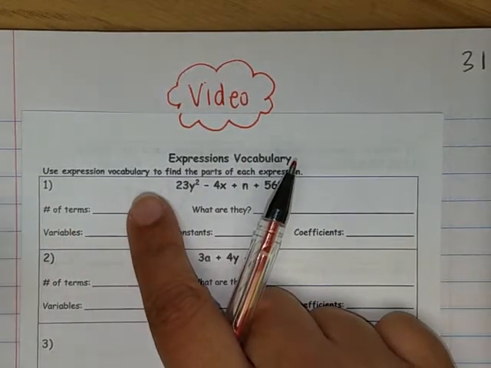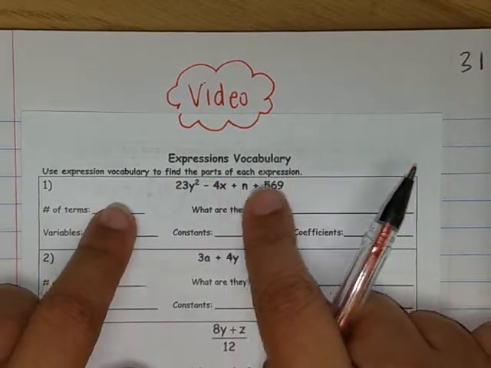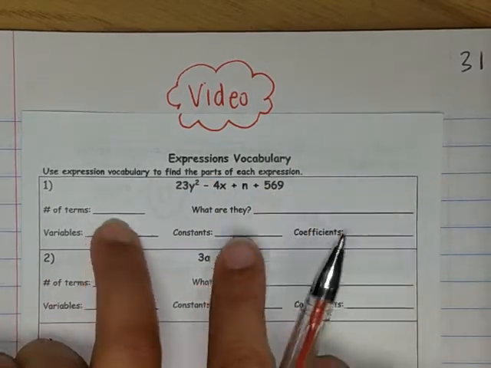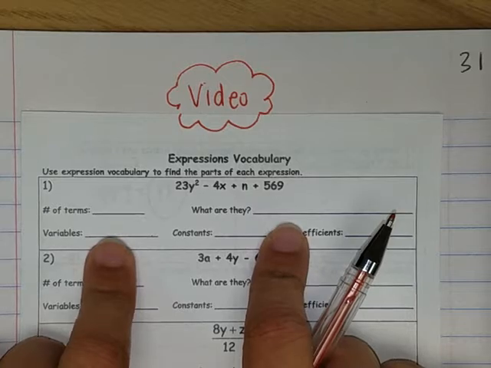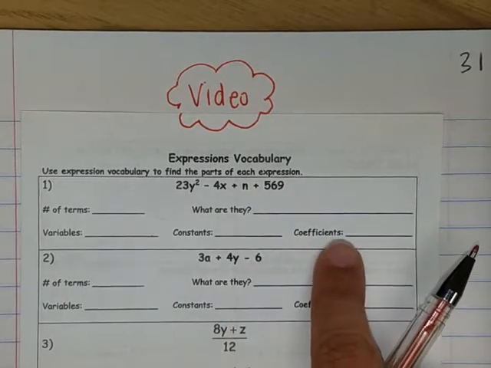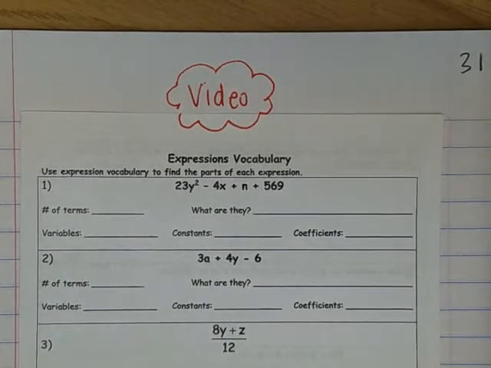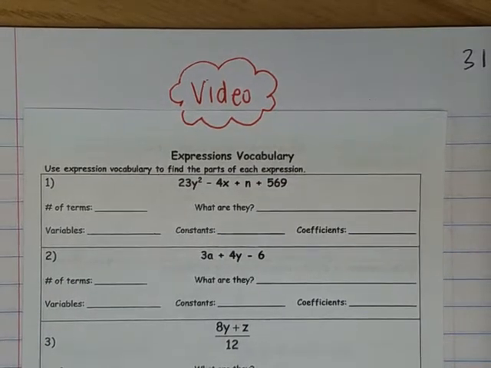What we're pretty much trying to do is find each part of the expression. We're going to name our number of terms, what those terms are, what the variables are, the constants, and the coefficients. And we're going to do that 6 times. I'm probably going to do 3 of them, and then I'll let you do the 3 on your own. All right, so let's go ahead and get started.